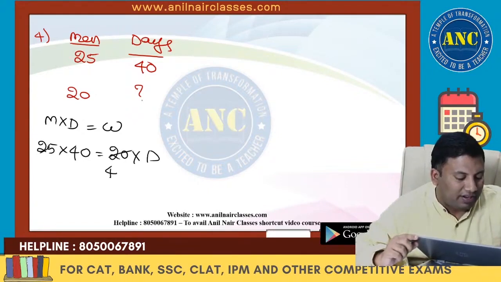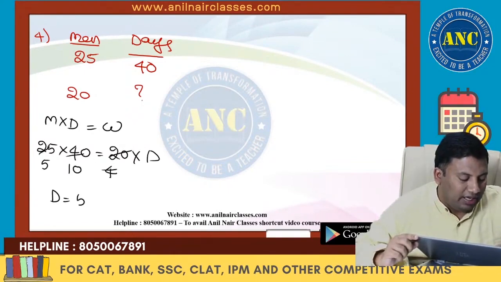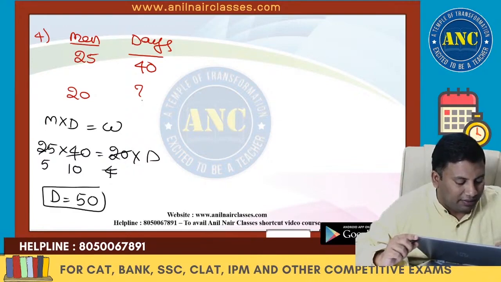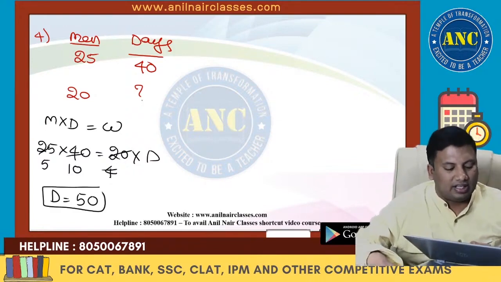5 4s are 20, 5 5s are 25, 4 1s are 4, 4 10s are 40. Number of days, it is nothing but 50.